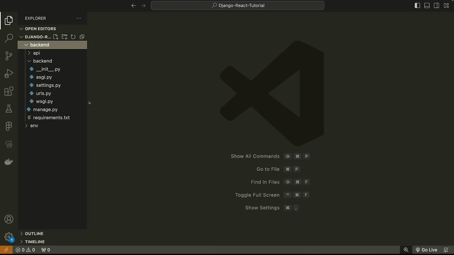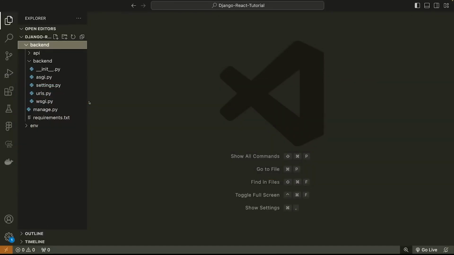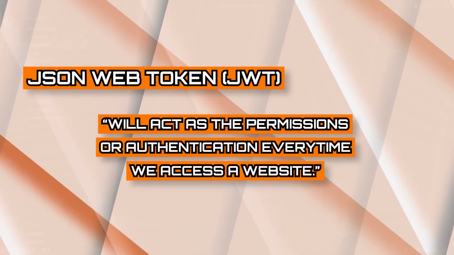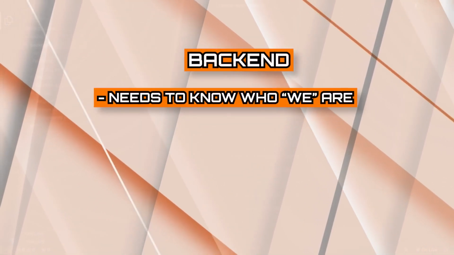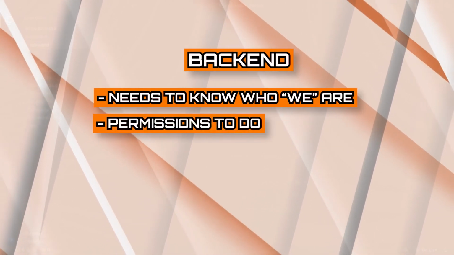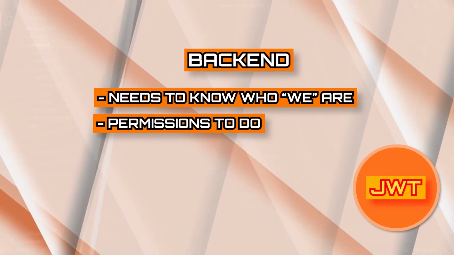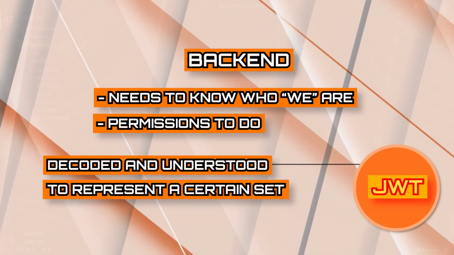Okay, so what is a JWT token? Well, I actually have an entire video on this, so I'll link it here in case you want to watch it. But this stands for JSON Web Tokens. Now, the JSON Web Token will act as our permissions or our authentication every time we access a website. The idea is we have a front end, and the front end is separate from our backend. So every time we make a request to the backend, it needs to know who we are and what we have permissions to do. So what we'll do is we'll include a token along with our request to the backend, and that token can be decoded and understood to represent a certain set of permissions.